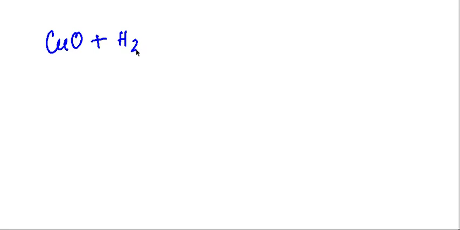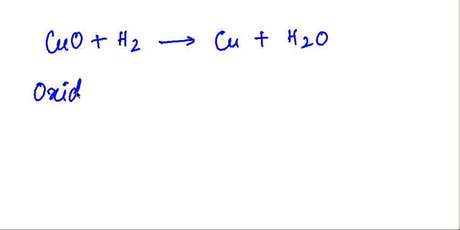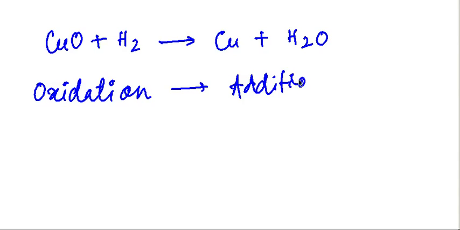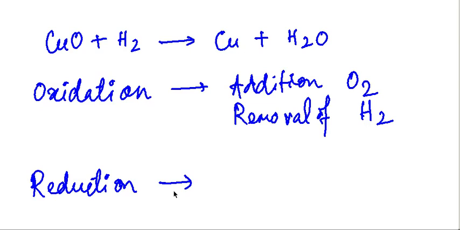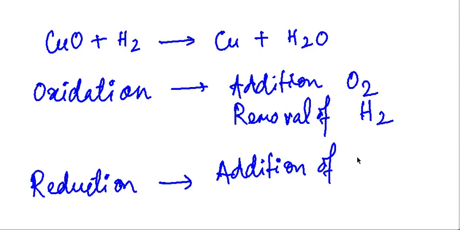Copper oxide plus hydrogen gives you copper plus water. Now what is oxidation? Oxidation, as we all know, is addition of oxygen, removal of hydrogen, and reduction is addition of hydrogen and removal of oxygen.